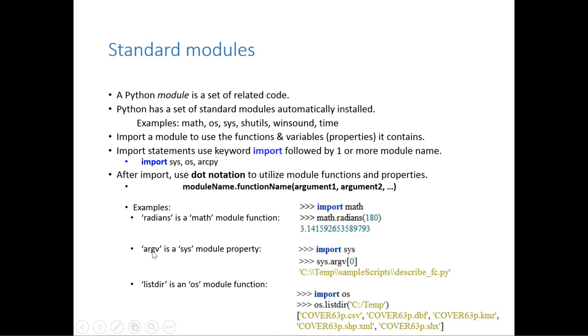As another example, we used the argv, the argument vector property from the sys module. We said import sys and sys.argv. Then we will also be using the OS module, which stands for operating system, and there's a listdir function in there, which will list all the files in a directory. The dot notation in this example, math is the module name and radians is the function name.